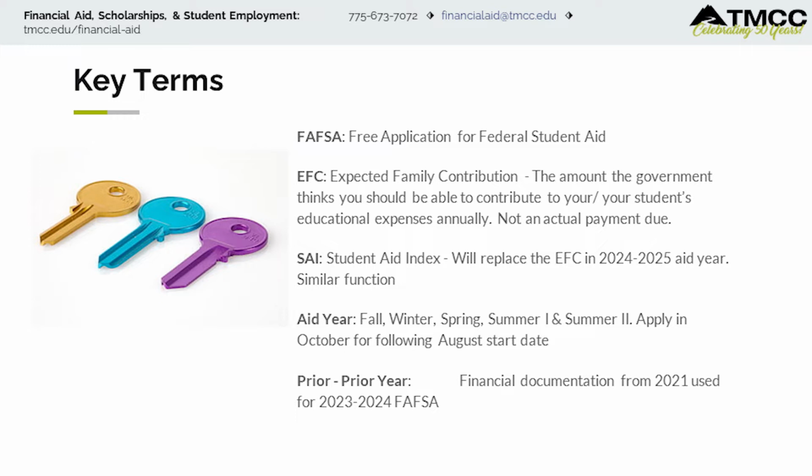Aid year. The aid year starts in the fall and continues into the following semesters: winter, spring, Summer 1, and Summer 2. Students should apply in October for the following fall start date, which begins in August. Prior year. Prior year refers to the documentation that is used for the FAFSA being from 2 years before the start of attendance. For example, financial documentation and taxes from 2021 used for the 2023-2024 FAFSA.